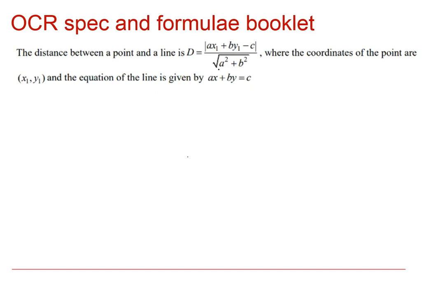You can see that we've got the equation of the line ax plus by equals c. It needs to be written like that, so you need to make sure you're careful with your signs. Down here we simply need to substitute in x1, y1, which is the point that we're finding the distance from.